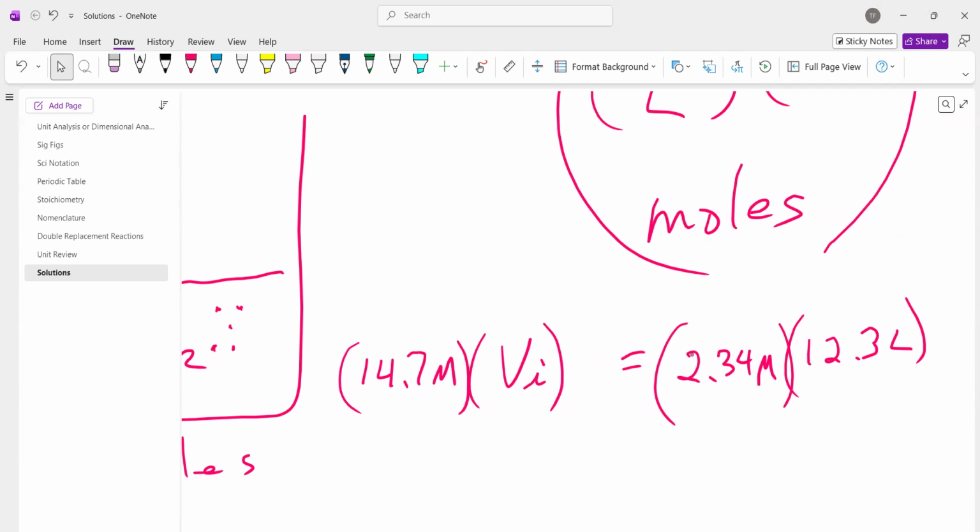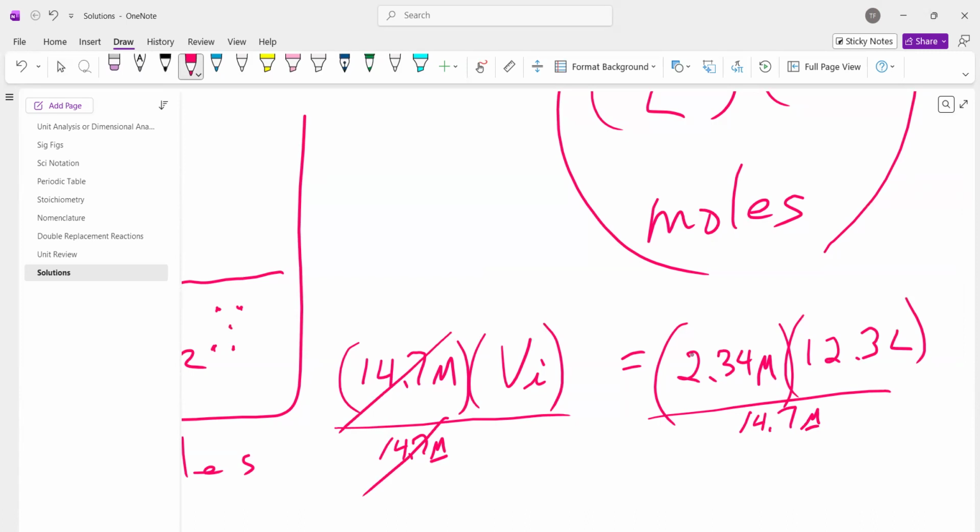Okay, so how do we do this problem? How do I solve for how much concentrated solution I'm going to add? Divided by 14.7. We're going to isolate the initial volume. Okay, to do that, we divide both sides by 14.7. Those cancel, gives us the initial volume. Initial volume again is the concentrated stuff. And then we're going to grind this out over here.